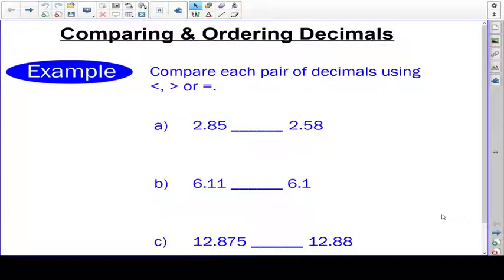Hi, grade 9s. Today we are going to compare and order decimals. So let's start doing that.